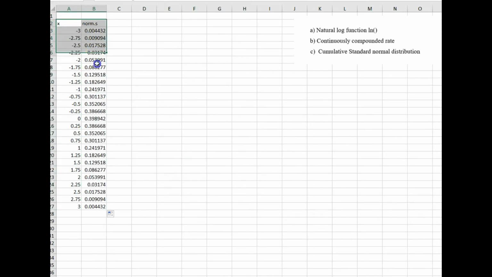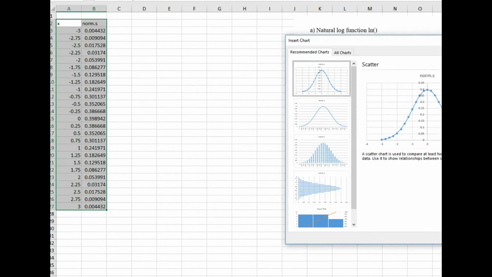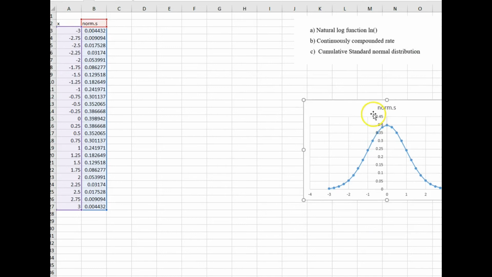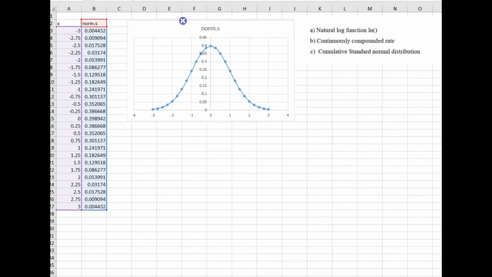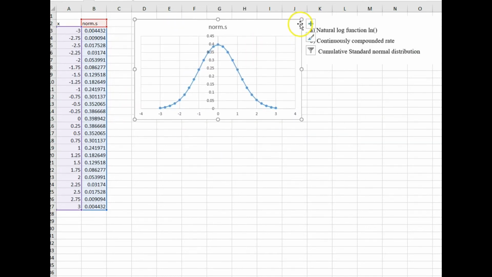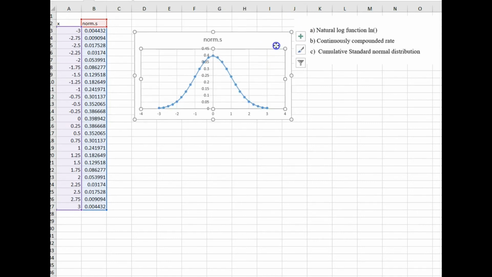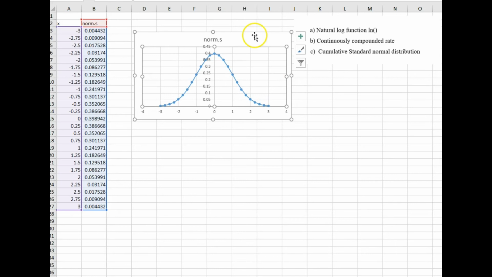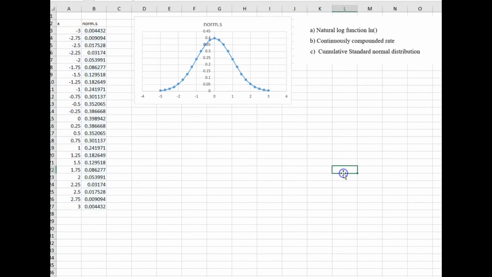So let's choose the density graph. Highlight both columns, insert, recommended charts. So this is our density. Click OK. This is our density for the standard normal. The standard normal distribution has mean 0 and standard deviation 1.